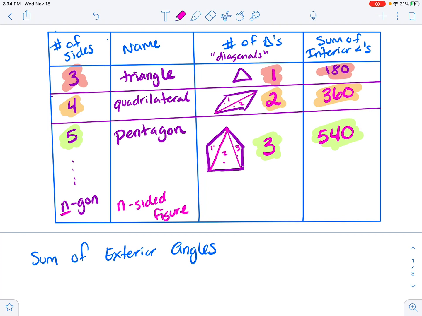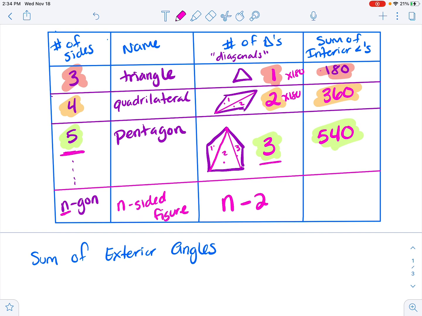So what's happening? To go from the number of sides to the number of triangles, what are we doing? We're taking the number of sides minus 2. Now how are we going from the number of triangles to the sum of the interior angles? 1 times 180 gives me 180. 2 times 180 gives me 360. 3 times 180 gives me 540, which means my rule is, I'm going to take the number of sides minus 2 to get the number of triangles, and I'm going to multiply that by 180.